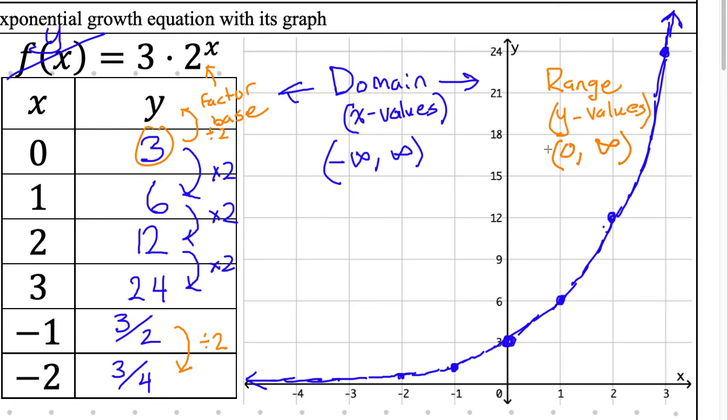So this is not a square bracket. Square bracket means I can be equal to 0. This parenthesis here means that I get close to 0 without actually touching 0. So the range of y values, another way of saying that is, hey, keep it positive, then you're good.